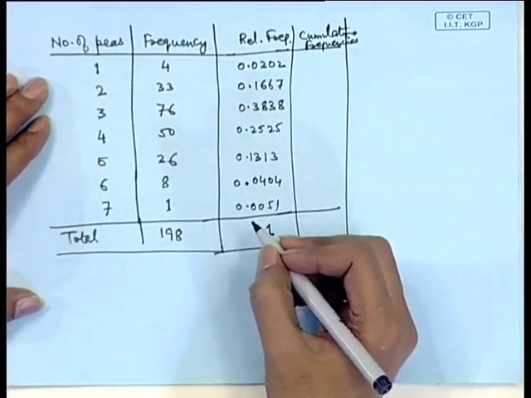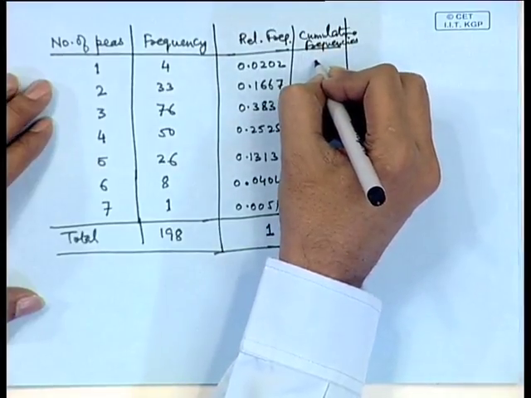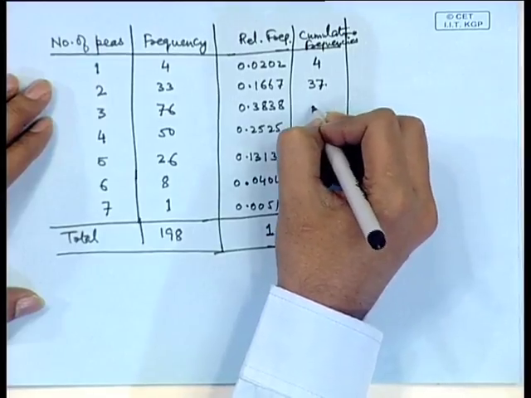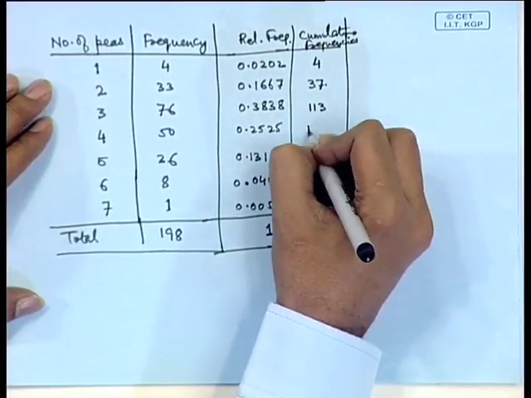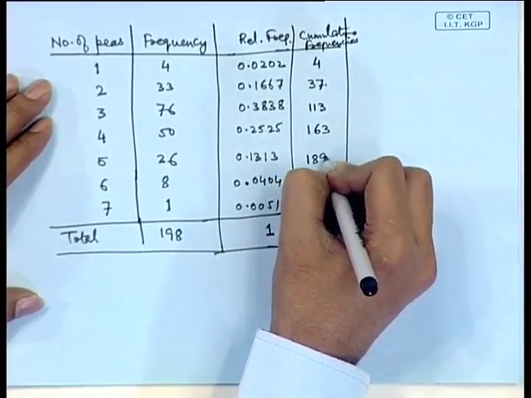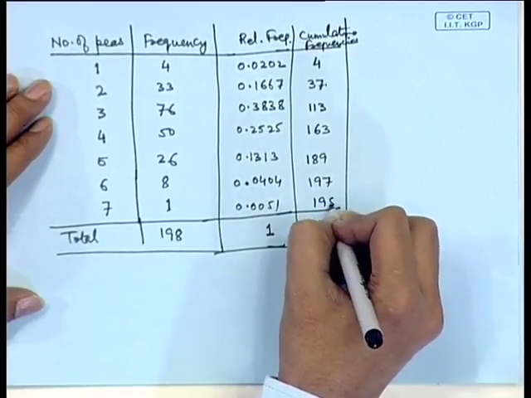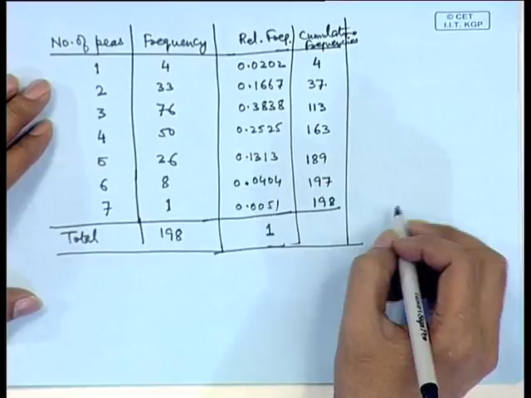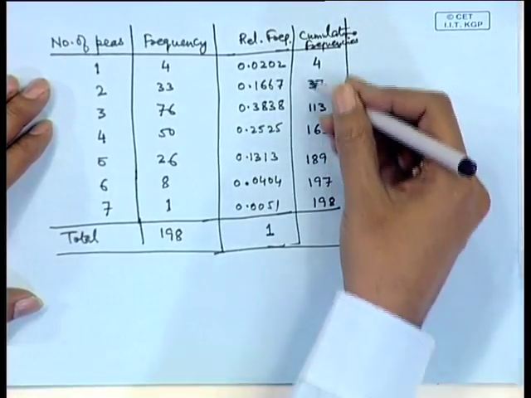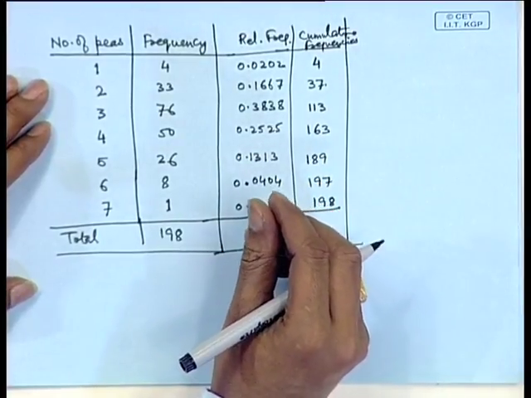When the data is arranged in a tabular form and we have the frequencies, we may add them successively. So, for example, here it is 4, then 37, then 113, then 163, then 189, 197, 198. If we look at this cumulative frequency, it tells how the frequencies are adding up. So, this also gives a lot of useful information.